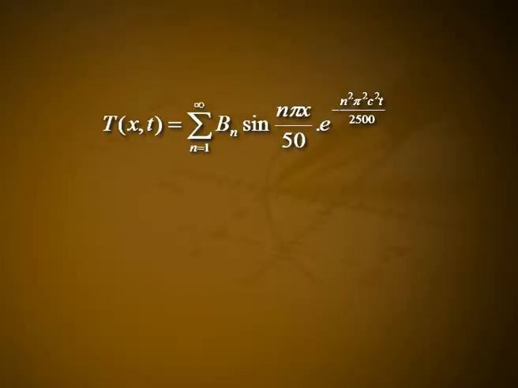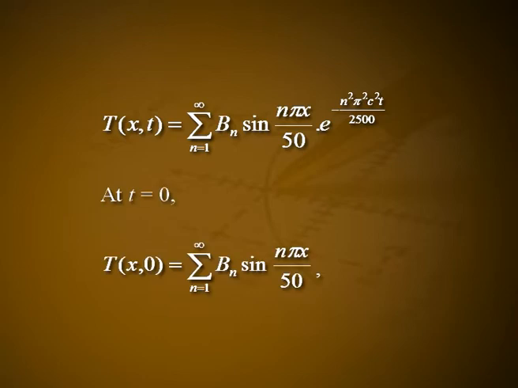The most general solution of equation 3 satisfying the boundary conditions 4 is T(x,t) = summation n from 1 to infinity of bn sin(nπx/50) e^(−n²π²c²t/2500). At t = 0, T(x,0) = summation n from 1 to infinity of bn sin(nπx/50), which is the half range Fourier sine series for T(x,0).